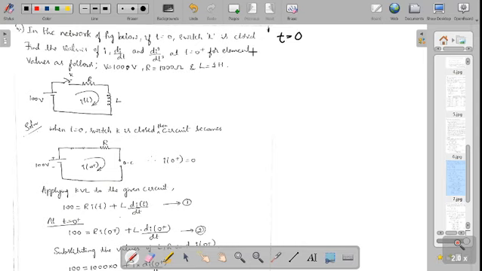We need to find the values of the current I, the first derivative of this current I, and the second derivative of this current I at time t is equal to 0 plus. This is what they have asked you to find out. Along with that, they have given the values of the voltage, the resistor, and the inductor. Now let us solve this problem.